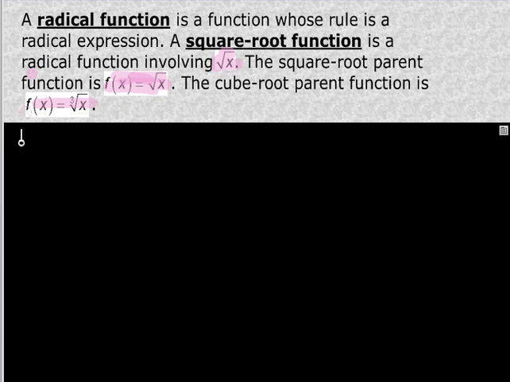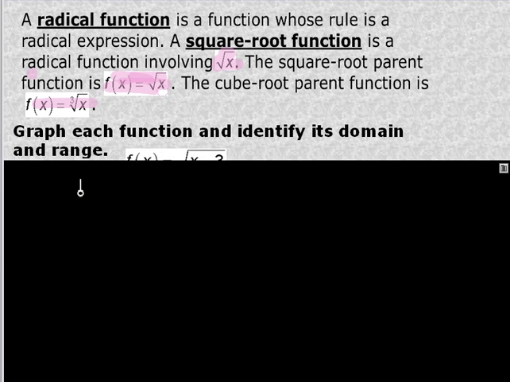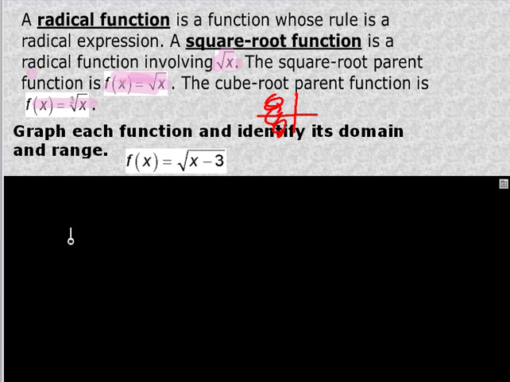So we can't have a negative value underneath a square root function. So we're not going to have any values over in this part of the axis that's negative x. All right, so graph each function and identify its domain and range. Square root of x minus 3. Easiest thing to do for now is just to create a table of values.